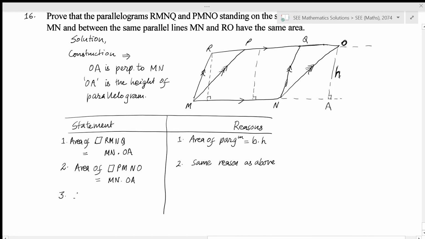Third, therefore area of parallelogram RMNQ is equal to area of parallelogram PMNO, because both of these are the same value, from 1 and 2. That's it. Very simple, right? Great. Good luck.